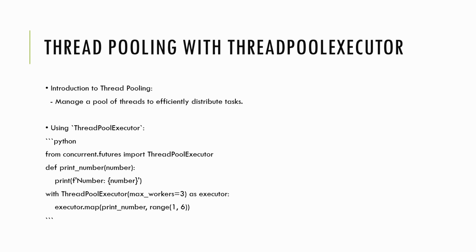Managing a large number of threads can be inefficient. Instead of creating new threads every time, Python offers thread pooling with the ThreadPoolExecutor. By defining a pool of threads, you can easily distribute tasks to available threads, improving the efficiency of your program. The example here demonstrates how to use ThreadPoolExecutor to run tasks concurrently.